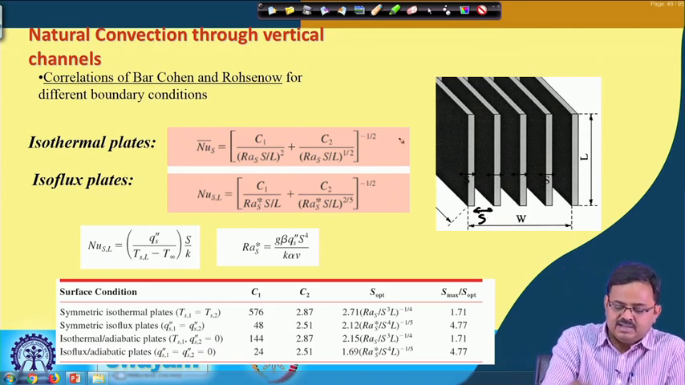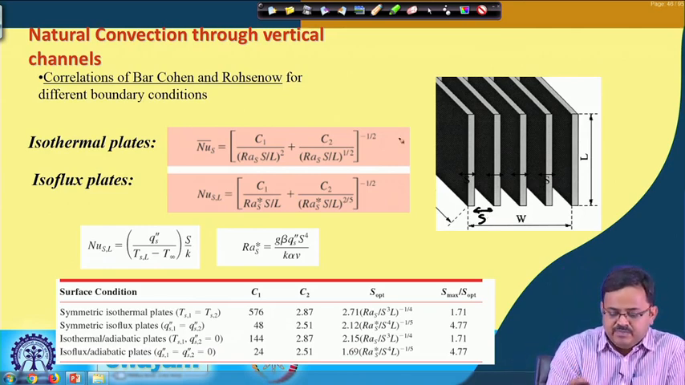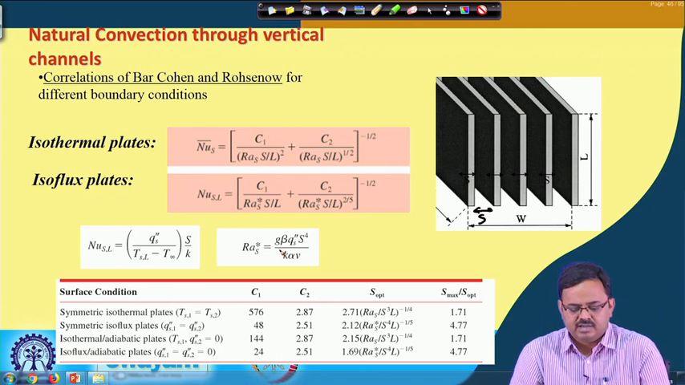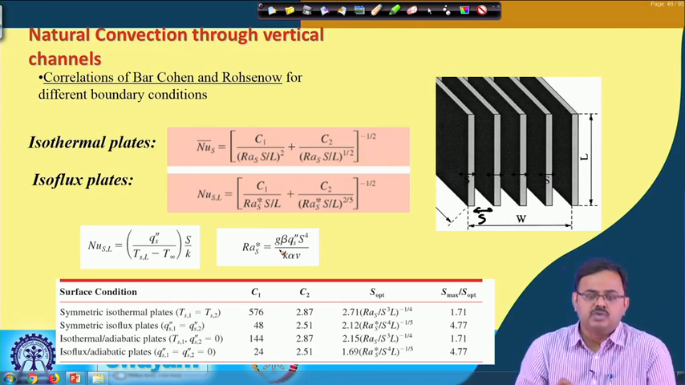For isothermal plates, this is the condition where the temperature is the same, and C1, C2 need to be found out. For isoflux plates, instead of the Rayleigh number, because for the Rayleigh number you need delta T, but you do not have a Ts here, it is an isoflux. So, this is a different definition, Nu_SL and Rayleigh star, all right. And then this is how you use it.